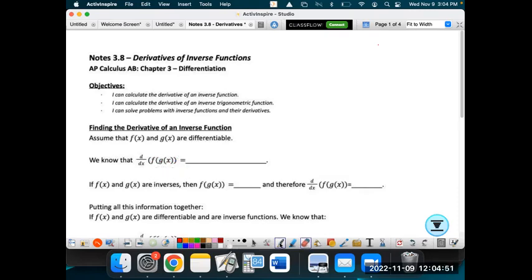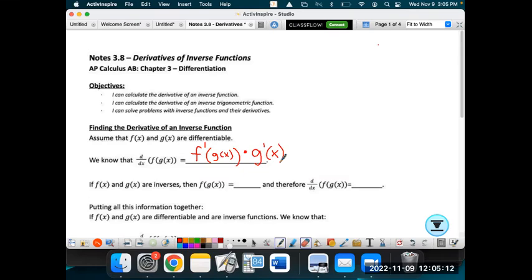It should be the derivative of the outside. And since f is the outside, it would be f prime. And then g still inside, times the derivative of the inside, which is just g prime. So that's it.